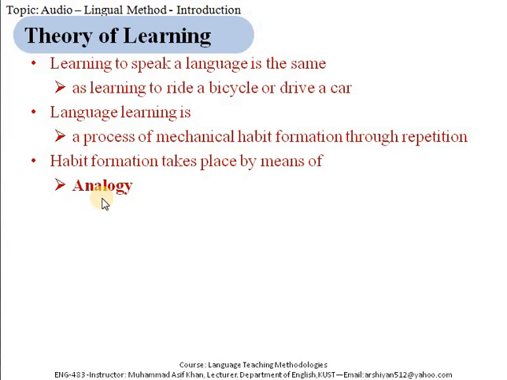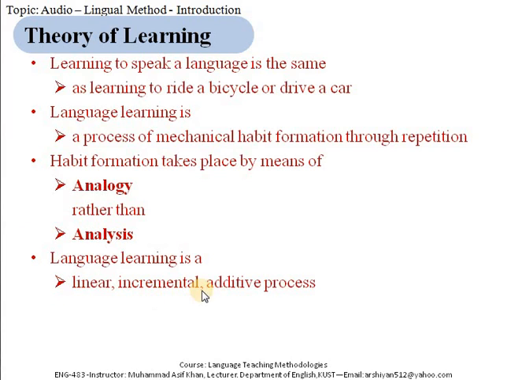Instead of analysis, in which we see that the learner is deductively learning rules, as we see in the grammar translation method. Here we see that language learning is a linear, incremental and additive process. Simple things help in learning of the advanced things slowly and gradually. It means that systematically when you learn the initial stages of something, it helps you to learn the complex and advanced things. So language learning is very much a linear, incremental and additive process.